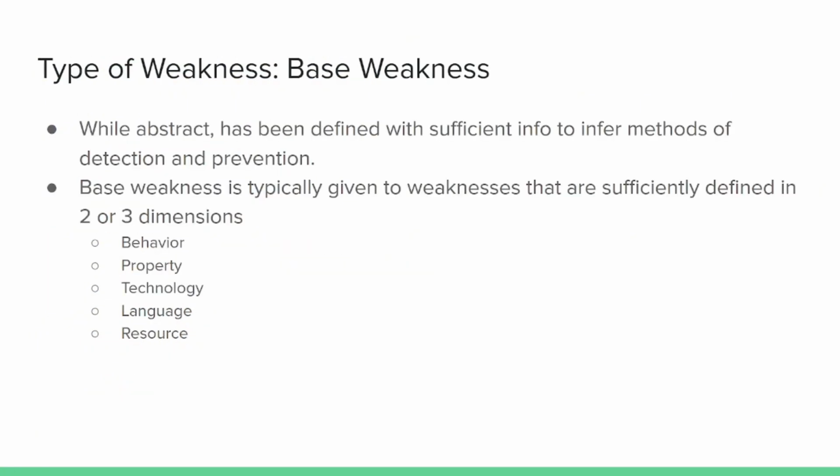So 306 is considered a base weakness, and base weaknesses are typically defined with 2 or 3 dimensions. The dimensions being behavior, property, technology, language, and resource. If defined with more or less than 2 or 3, it changes the classification either to variant if you use more, or class if it's less defined.